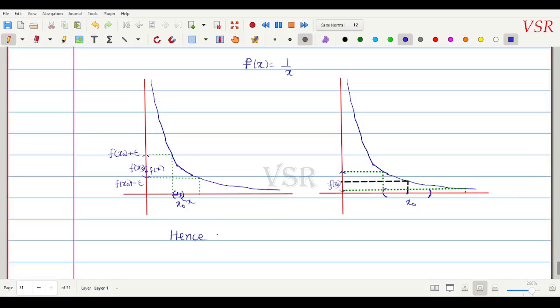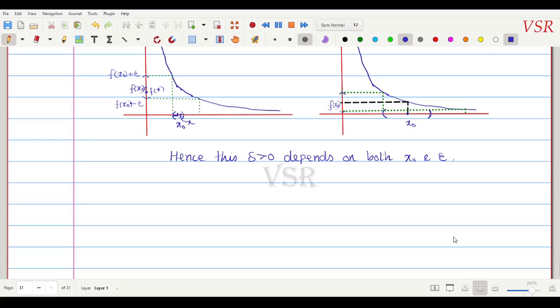hence this delta positive depends on both x naught and epsilon. Okay, x naught மாறினாலும் மாறும், epsilon மாறினாலும் மாறும். Okay, so now this motivates us to give a new definition called uniformly continuous function.